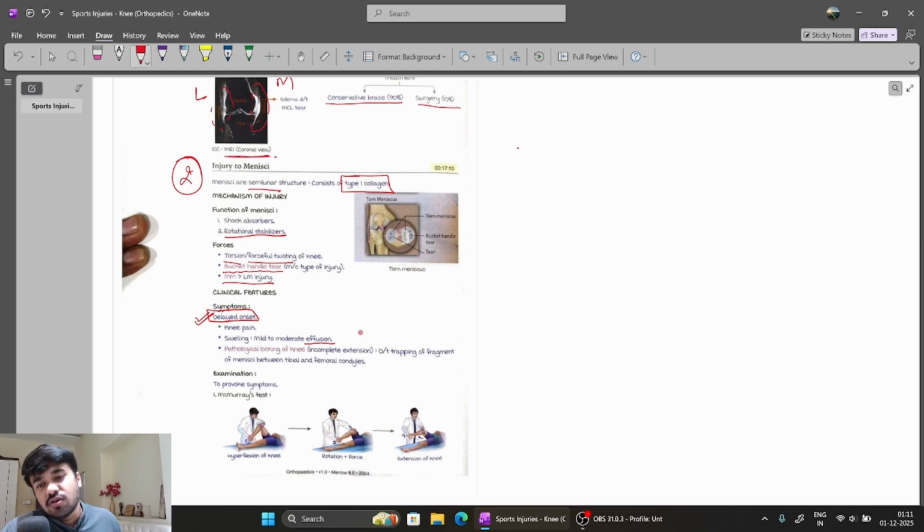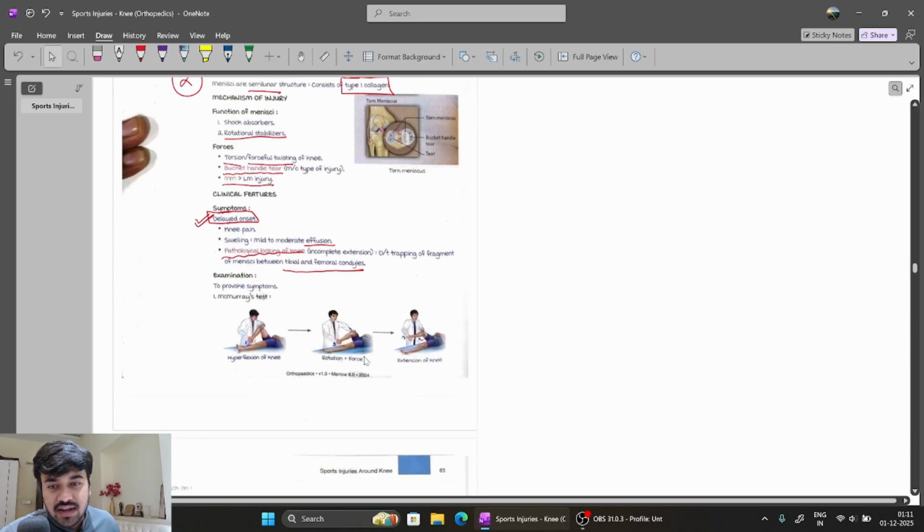All right. Also, they have a characteristic feature which is pathological locking of knee in incomplete extension. Why does this occur? This occurs due to trapping of the fragment of menisci between the tibial and femoral condyles, right? So this leads to pathological locking of the knee. So all these are clinical features: delayed onset of knee pain, delayed onset swelling due to mild to moderate joint effusion, and pathological locking of knee due to trapping of meniscal fragment between the tibial and femoral condyle. So these are the clinical features which you have to remember.